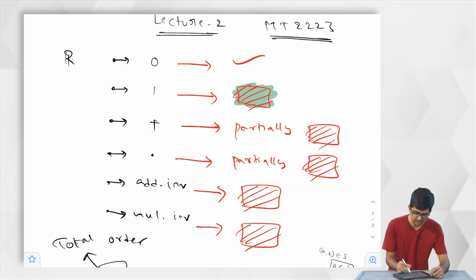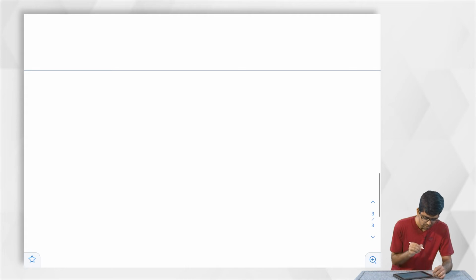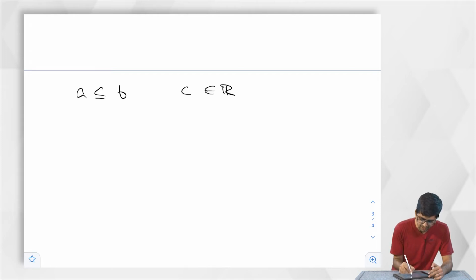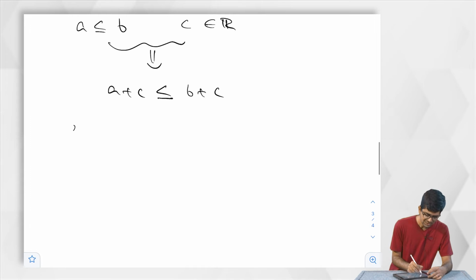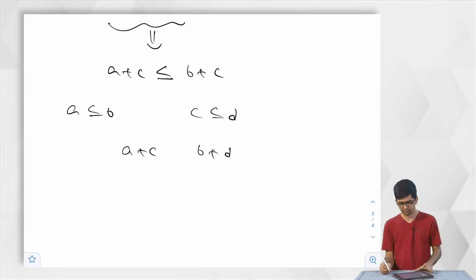Now let us think about the addition. What is the problem? The only condition that they have given is, suppose A is less than or equal to B and C is an element of R. This says A plus C is less than or equal to B plus C. Now I want to see, suppose A is less than or equal to B and C is less than or equal to D, can I say anything about A plus C and B plus D? What relation can we expect here, or is there any relation between these two?